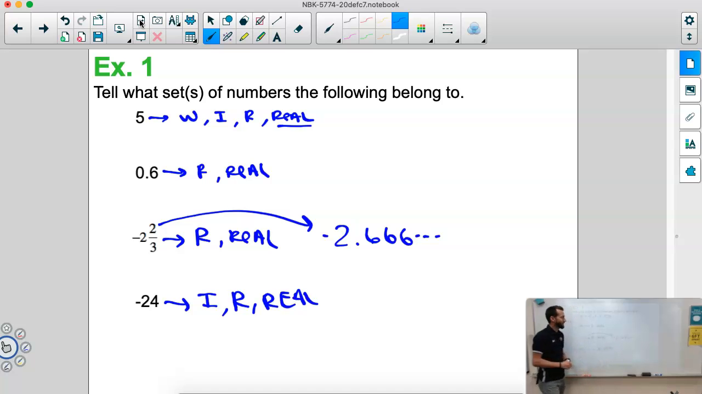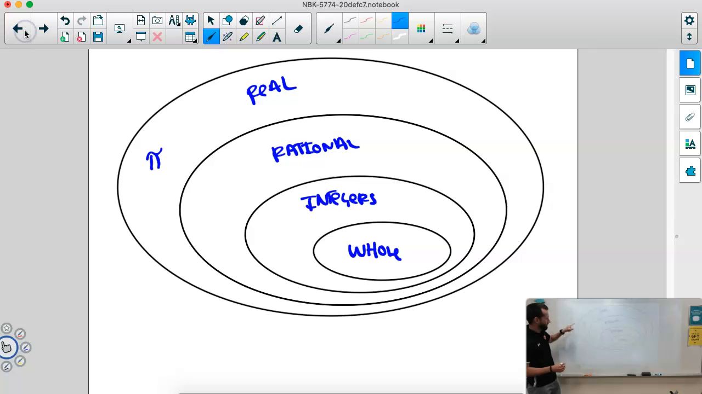And again, you could see once it's one thing, it's everything above that as well. So the moment I write I, it's R and real, right? And you can see kind of how this works. If it's in the whole, it's in all of these circles. If it's in the integers, it's in the ones above that. So on and so forth as you work your way out.